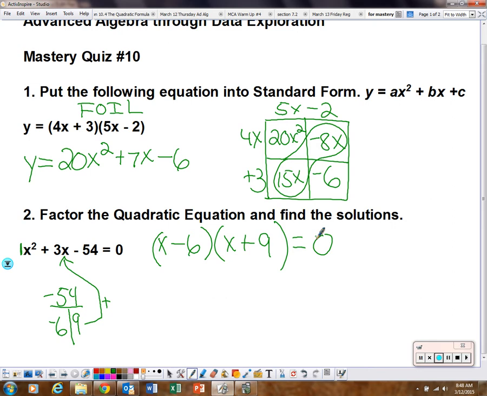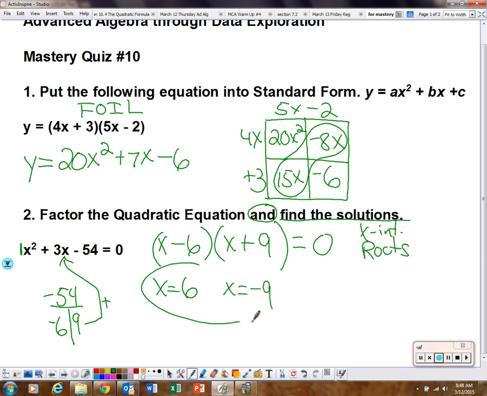Now, we're not done because it also says to find the solutions. Remember, the solutions are the same as the x-intercepts, which are also known as roots. And remember, those are the opposite of the factors. So the solutions are x equals 6 and x equals negative 9. Those are the 2 solutions to this quadratic equation.